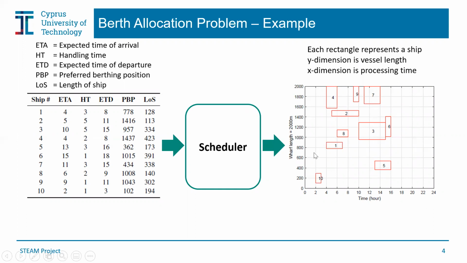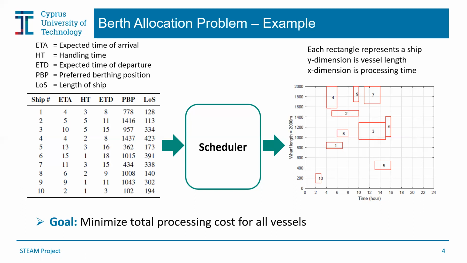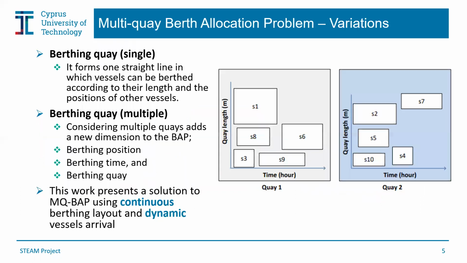So basically here each rectangle represents a ship where the y dimension is vessel length, here is wharf length, and the X dimension is processing time or handling time of any vessel. So the fundamental objective of this study is to minimize total service cost for all the arriving vessels.